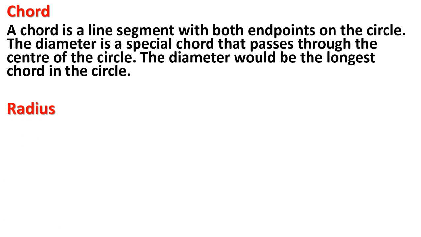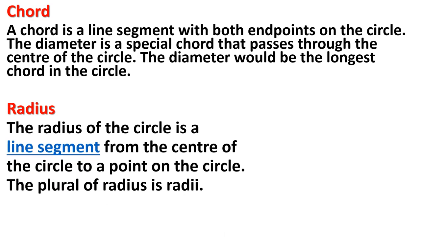Next is radius. The radius of a circle is a line segment from the center of the circle to a point on the circle. This I have told you. This is the distance from the center of the circle to a point on the circle. And what is the plural of radius? The plural of radius is radii. We will call it radii.